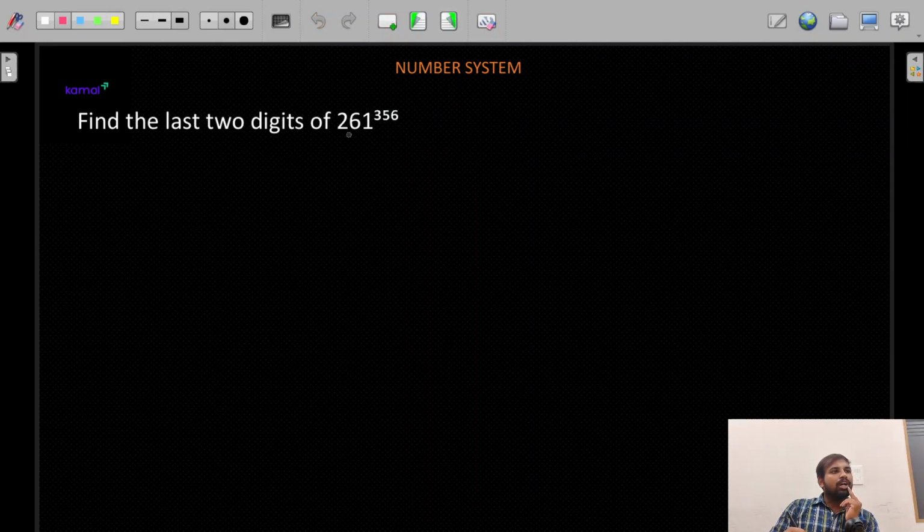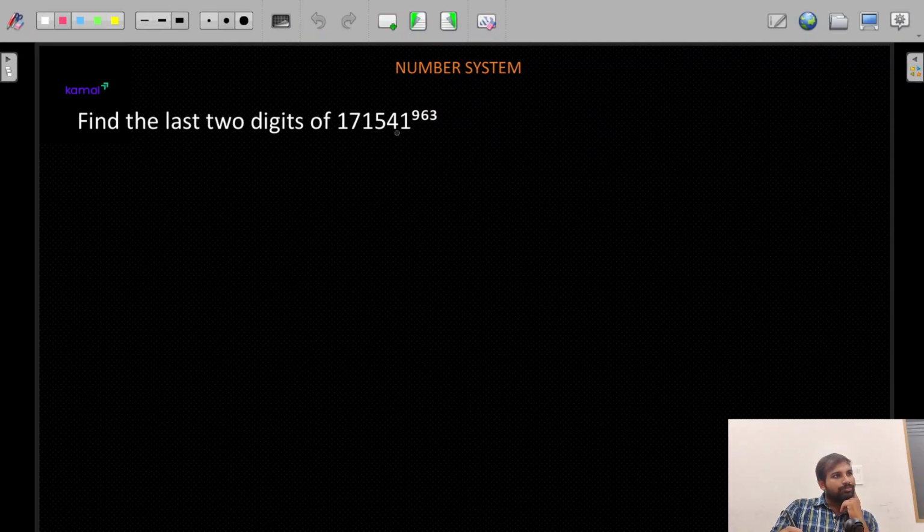Next question. We have to find the last two digits for 261 power 356. It doesn't matter how many digits are in the number, just take the last two digits. 61 power 356, which means my last digit is 1 here. Just multiply this 6 with this 6. 6 sixes are 36. Just take the last digit of this number, which is 6. Put it here and we get the answer. So for 61 power 356, my last two digits are 61. That's it, you solved this question.